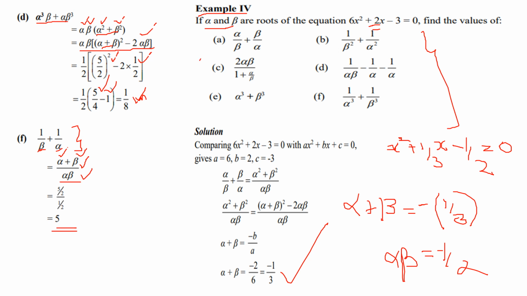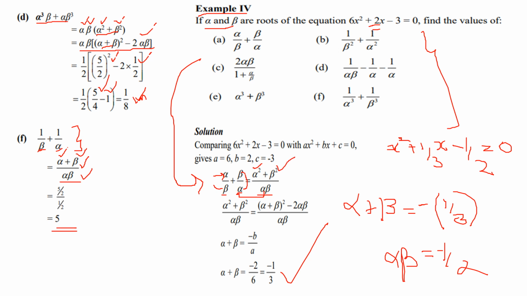So we start with part A. Now if you look at part A, whenever you're given such fractions, the first thing to do is to find the LCM. And the LCM, in this case, is going to be alpha beta. Once you divide the LCM by beta, you're going to get alpha. Once you multiply alpha by the alpha in the numerator, you're going to get alpha squared. And then once you divide the LCM by alpha, you're going to get beta. And then once you multiply beta with the numerator, you're going to get beta squared.